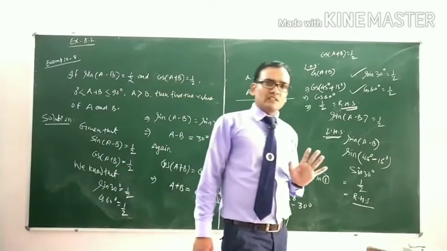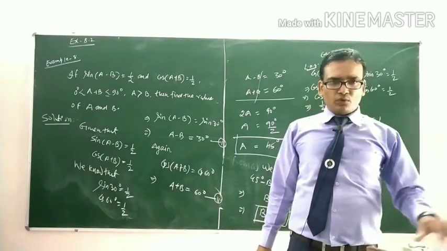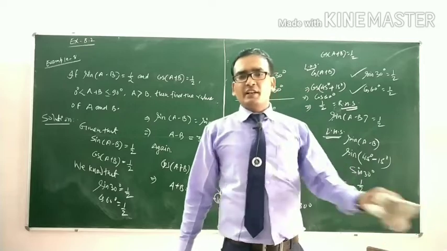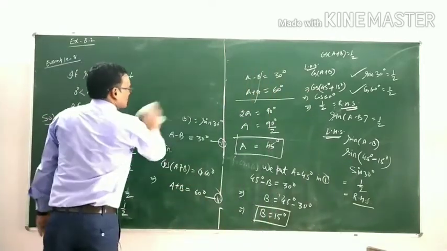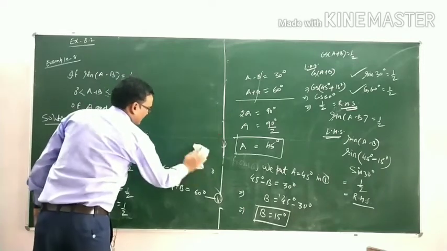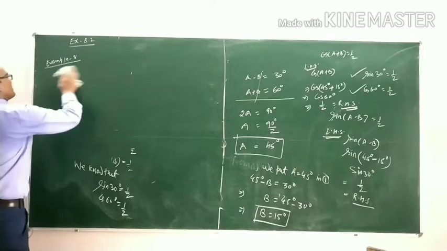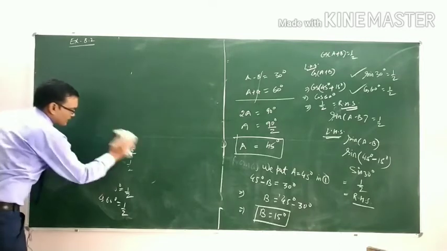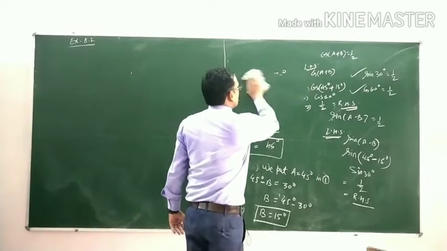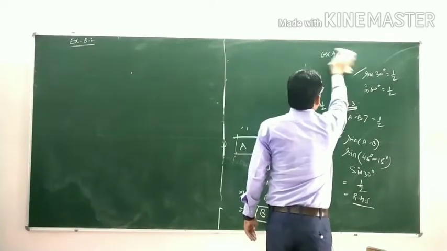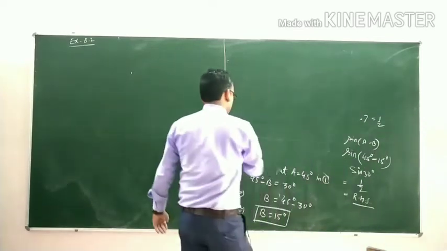Okay students, let us move to the next question. Question number 4 of exercise 8.2. Question number 4 is a very interesting question to clear your concept of the trigonometric ratio. This question is of the type true and false, but give a reason.